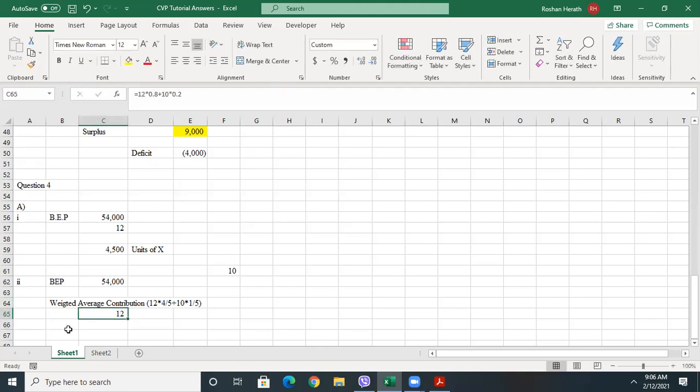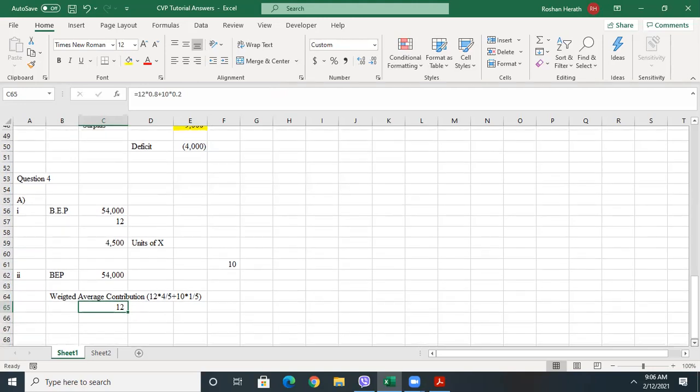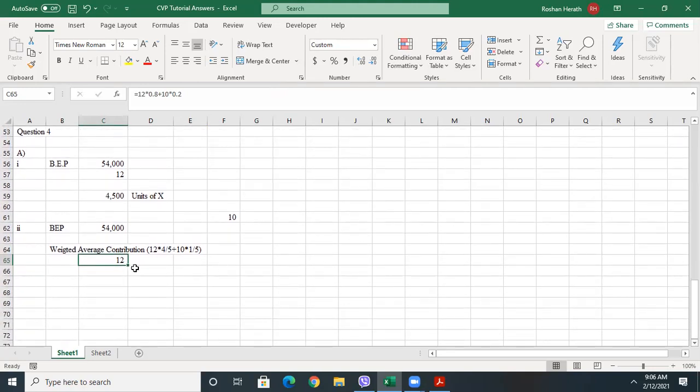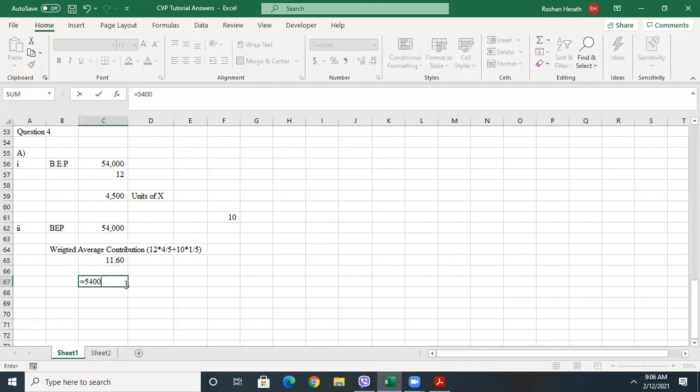So consequently, there it comes 12 into 80% and 10 into 20%. Sorry, it's 11.6, because the rounding was applied. So if you apply that, you can see 54,000 divided by 11.6. It's 4,655 units.